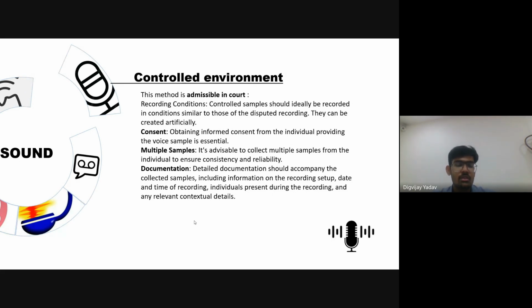Many situations can happen. So another would be consent. Obviously the individual that is giving the evidence has to be consensual, and it has to be made under paper, signed over an NDA or something, and multiple samples have to be taken. So we'll be focusing on how the samples are being taken.